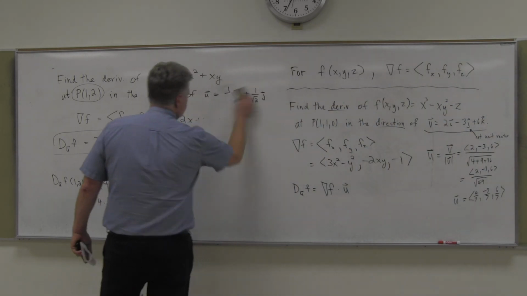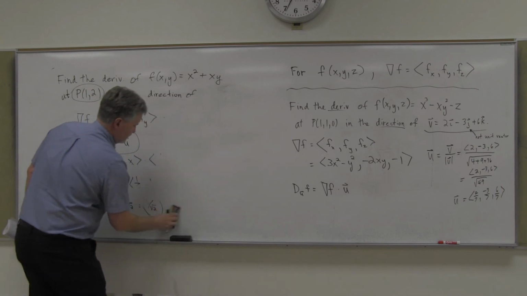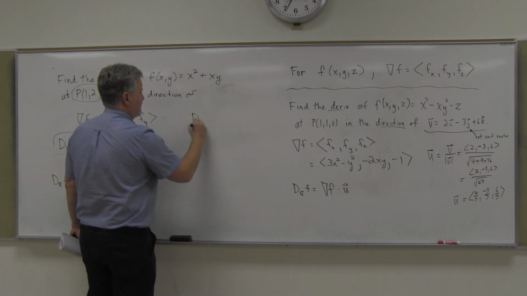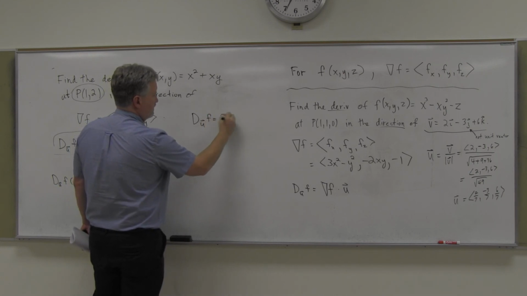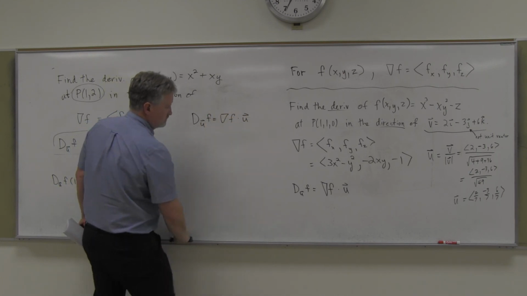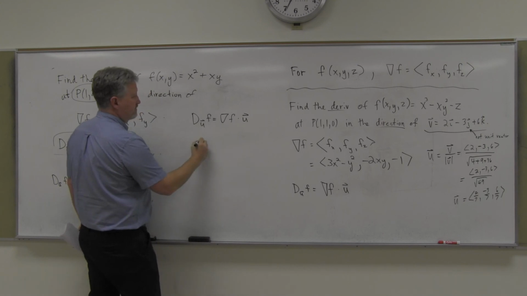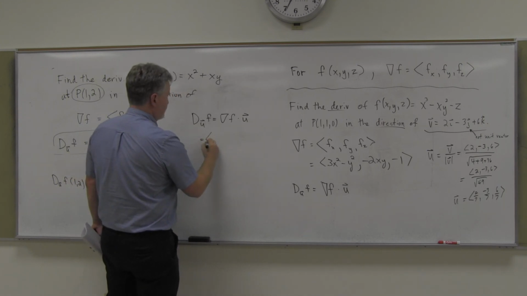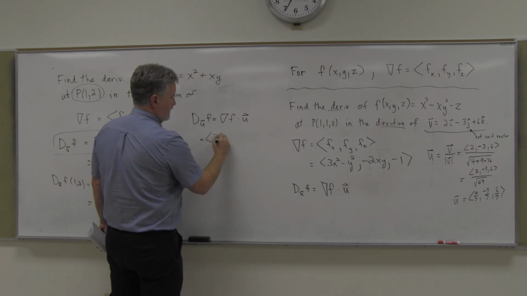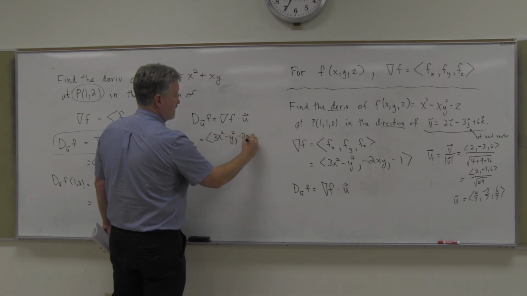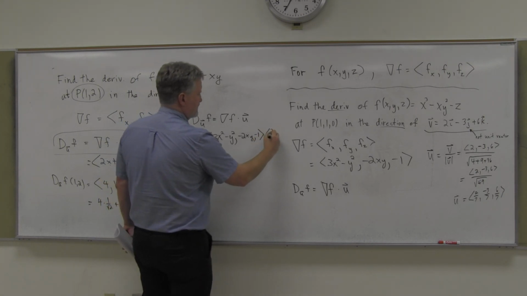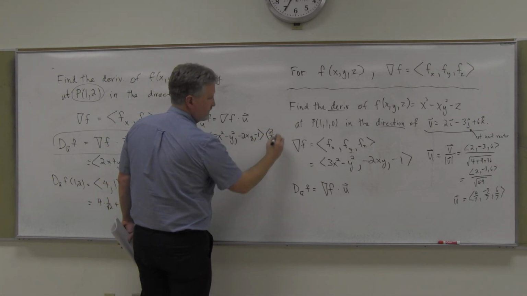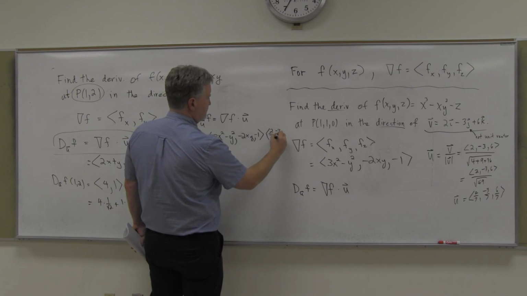So let's put it over here. Our directional derivative, the gradient of f dotted with u, is going to be (3x squared minus y squared, minus 2xy, -1). I'm going to dot that with (2 sevenths, -3 sevenths, 6 sevenths).